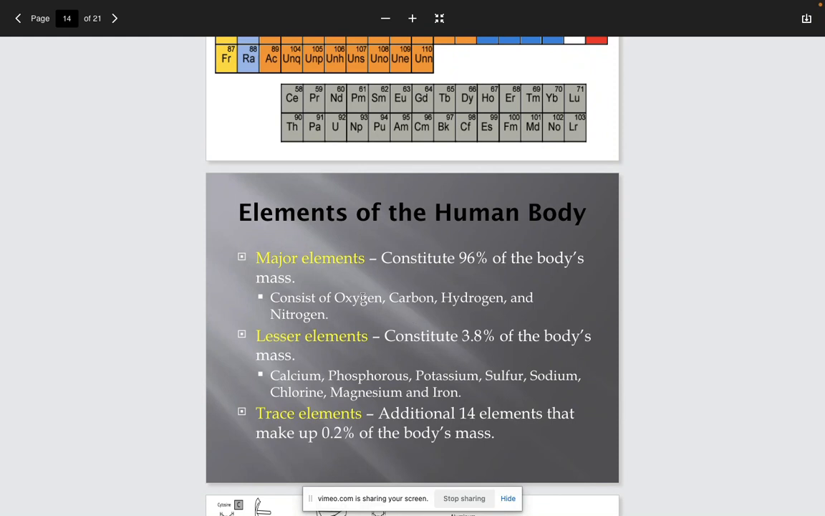These are going to consist of all the metabolic processes within the body. It's either going to be carbon, oxygen, hydrogen, or nitrogen. Some of the lesser elements are going to be more along the lines of electrolytes and trace elements. So calcium, phosphorus, potassium, sulfur, sodium, chlorine, magnesium, and iron. Iron is going to be responsible for the makeup of hemoglobin. You have an iron bound to a heme molecule, right?